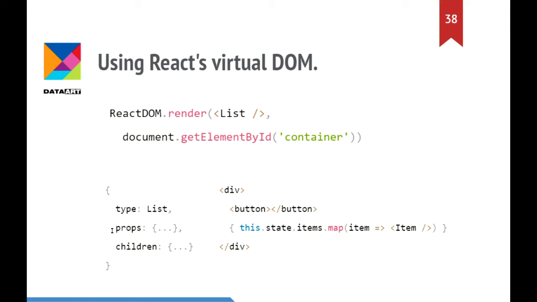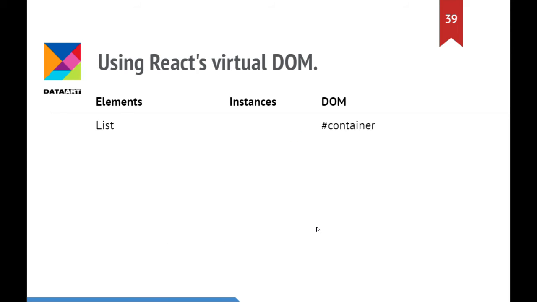And let's imagine that our list component looks like this. It's going to be a div with some button, and it's going to render some item components from the state.items. Okay, so our initial web page looks like this. We've got a DOM, we've got an element with ID container here, and we've got an element list created by React, right? So after that, React will want to create an instance of this list. It will bind the context to this list, and add some state and properties. It will create the instance.